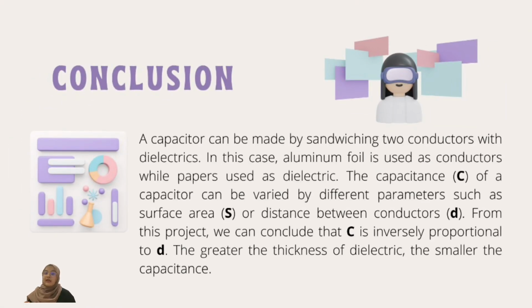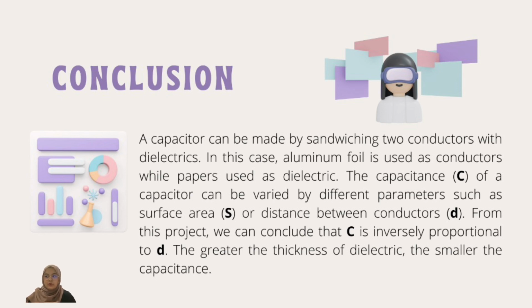In conclusion, a capacitor can be made by sandwiching two conductors with a dielectric in between. In this case, aluminum foil is used as the conductor while paper is used as the dielectric. The dielectric between the two plates provides mechanical support that allows the plates to be nearer to each other without contact. So the capacitance C can be varied by different parameters such as surface area or the distance between the conductors D. We depended on D for this project.